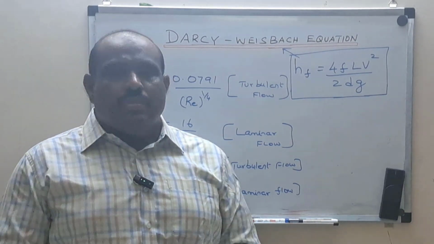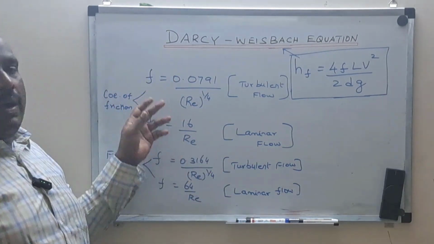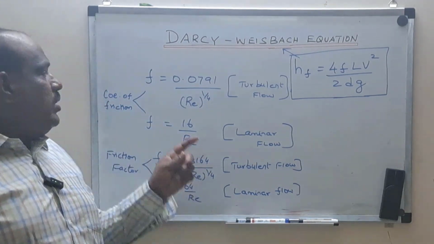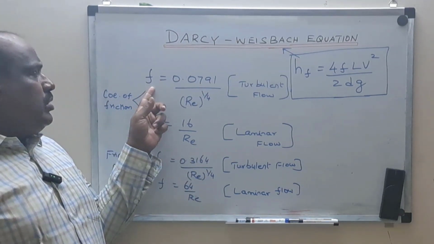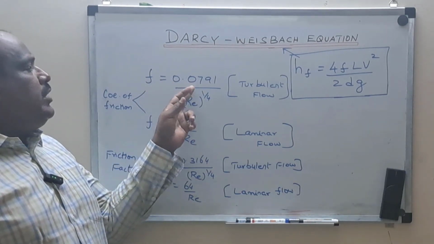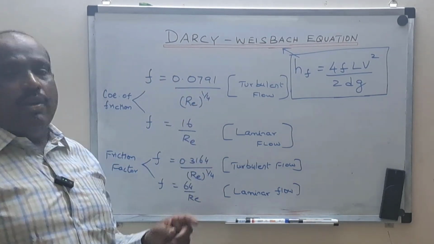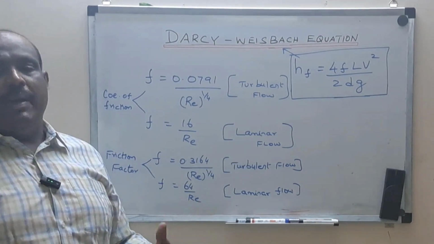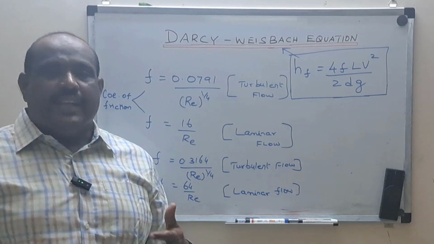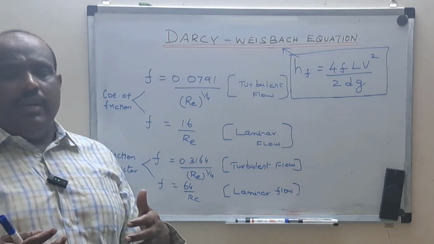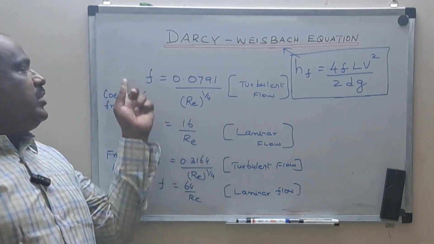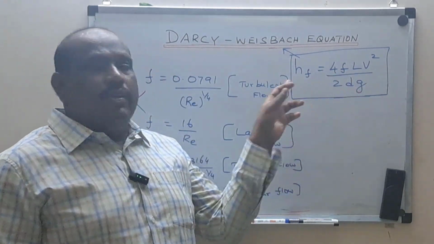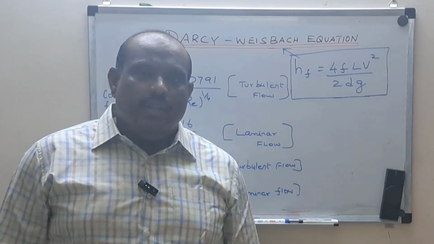friction F. And this coefficient of friction F is given by formulas which we are not deriving right now. We are directly taking the formula. The coefficient of friction F is given by 0.0791 by Reynolds number raised to the power of 1 by 4 for turbulent flow. When the Reynolds number through the pipe is more than 4000, it is called a turbulent flow. So when the Reynolds number is more than 4000, we use this formula to find the value of F. Then substitute the value of F over here. You will get the head loss due to friction.